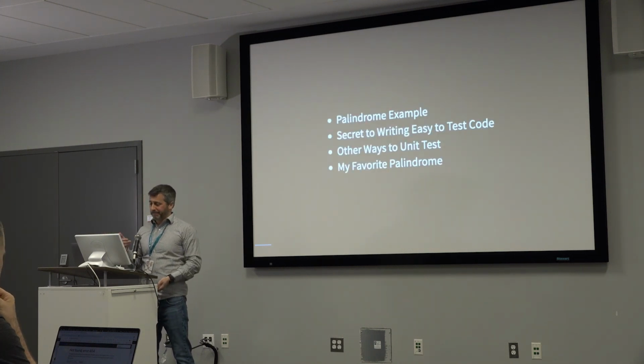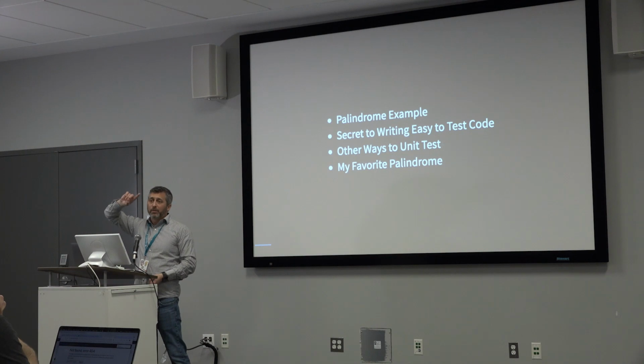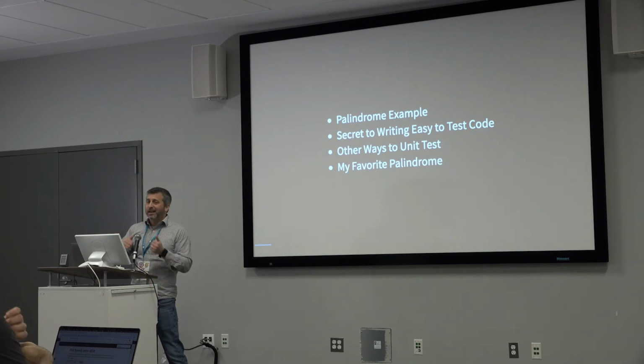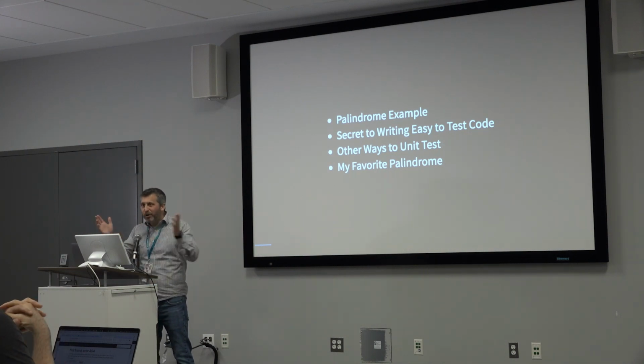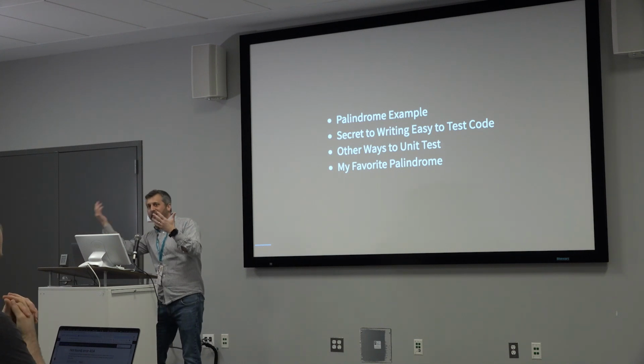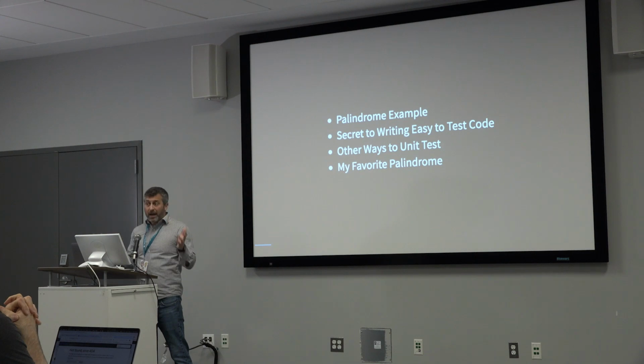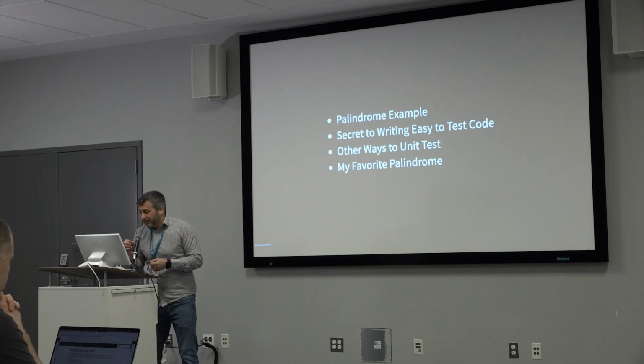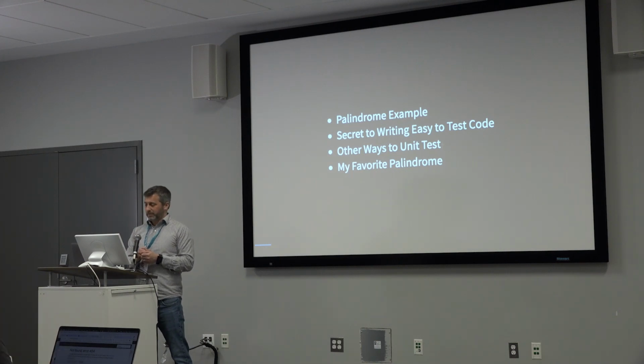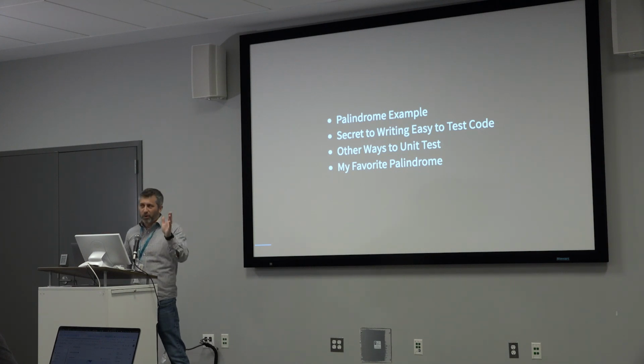What are we going to cover today? We are going to look at an example involving palindromes. I love palindromes. Palindromes are when you have a word or a phrase and you take all the letters and reverse them and they still match. Okay? Palindrome example code, and we're going to look at unit tests with it. We are going to look at the secret to writing easy-to-test code. We're going to look at some other ways we can run unit tests against our code. And finally, we will close with what is my favorite palindrome. So something to keep you engaged and make sure you don't run away halfway.